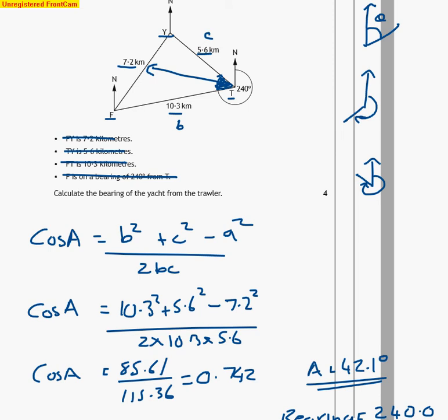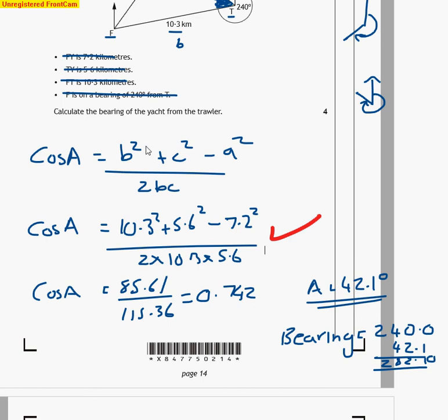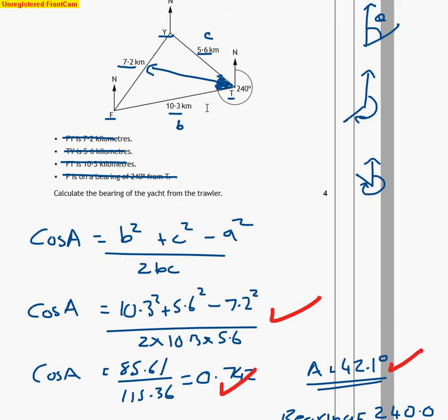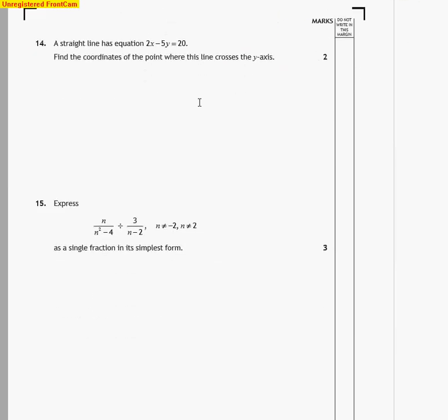So the first mark was for substituting correctly. The second mark was for 0.742. The third mark was for your angle. The fourth mark was for actually answering the question. There are quite a lot of marks for just the correct substitution. You might have got a mark if you just put any old number into that. Better than nothing. So have a go. If you've got three sides, it's cosine rule. Have a go. Probably not time for the next one.